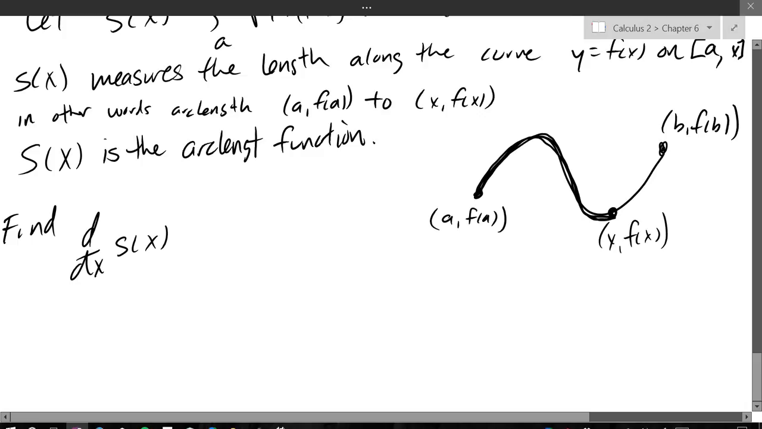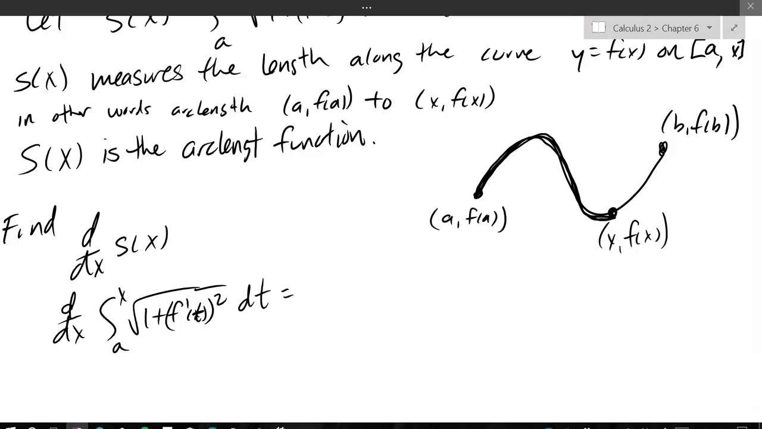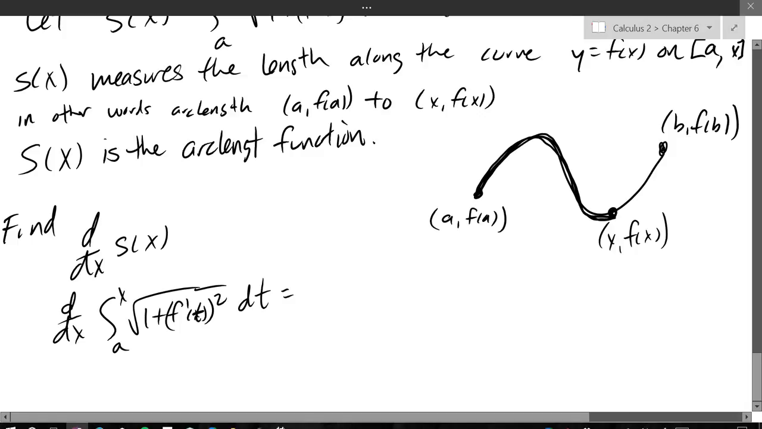So we're going to find the derivative of S of x, which is the integral from a to x of the square root of 1 plus f prime t squared dt. This derivative is super easy if you know what you're doing. Who knows what they're doing and can tell me the derivative? I don't even know anything about f prime t at all.